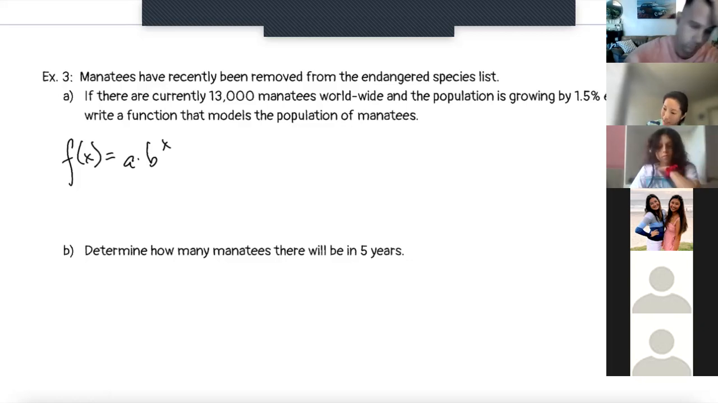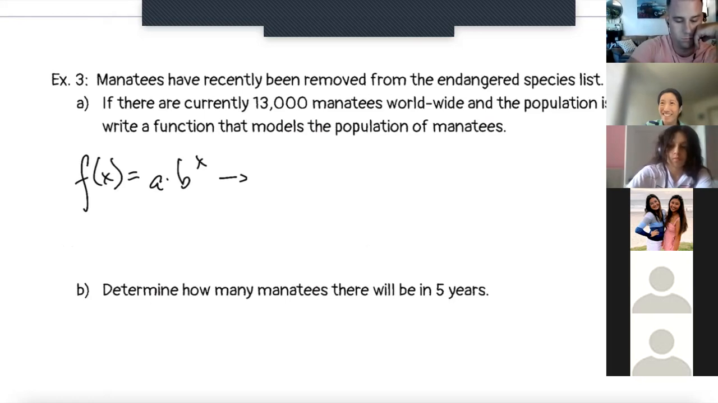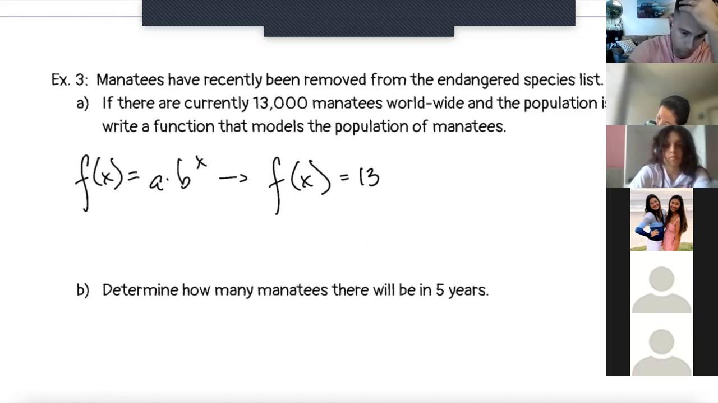All right. Good, good. It looks like there's a lot of agreement here on what we have. So since the population here is growing, in a good way, we want to make sure that our B value is bigger than 1. And it looks like everyone who has sent me a message has indeed plugged in the right values. So we should get f of x equals the initial amount, which is our 13,000.